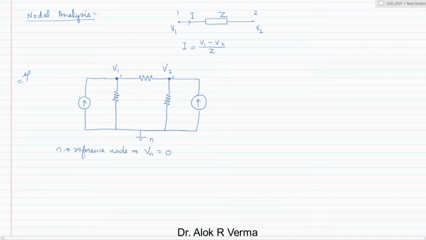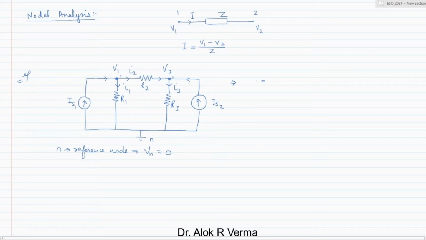Now from this direction one current is coming which is IS1, and on this side the current is IS2. This is the direction of the current and this is the direction of current. So I assume some direction of the current. Suppose this is I1, this current is I2, and this one is I3, and this is IS2.